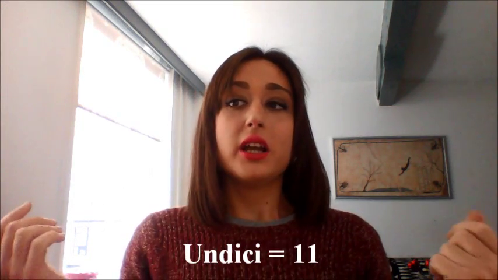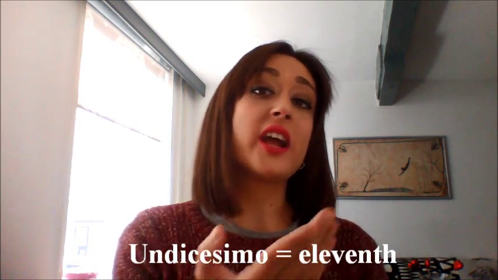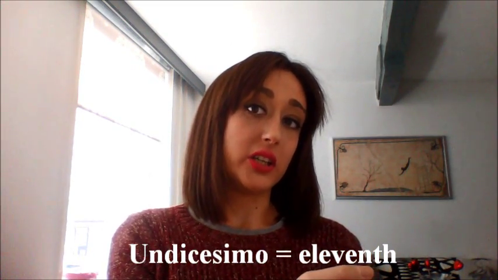Now, if you want to make the ordinal numbers from 11 on, so if you want to say the 11th, the 12th, the 20th even, how does it work? You pick the cardinal number, so, for example, undici for 11. The last vowel goes away, so you pick undic without the i, and you add esimo. So 11, the cardinal number, becomes undicesimo if you want to make the ordinal.